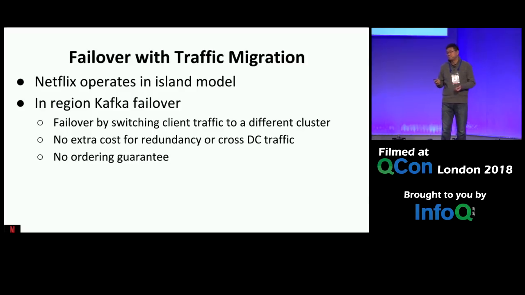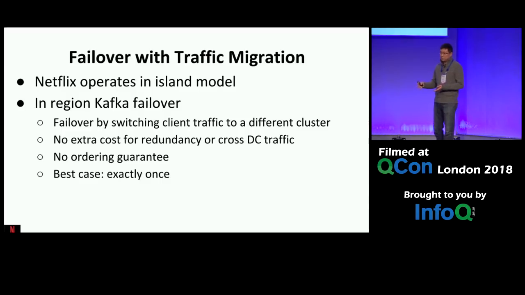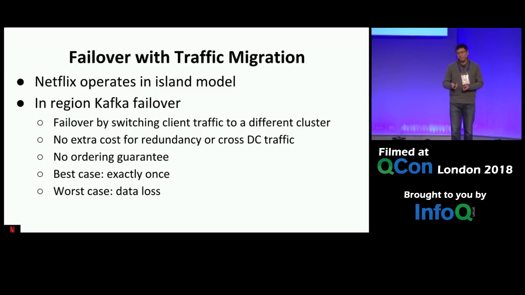But in this case, because at a certain point the same data for the same topic may land in two different clusters, we cannot guarantee any ordering. In the best case, we can achieve exactly once for our consumers during that failover process, because there's no duplicate data in any of the clusters. But in the worst case, if the original cluster is in such bad shape that it can no longer serve fetch requests, then there might be some data loss during failover.